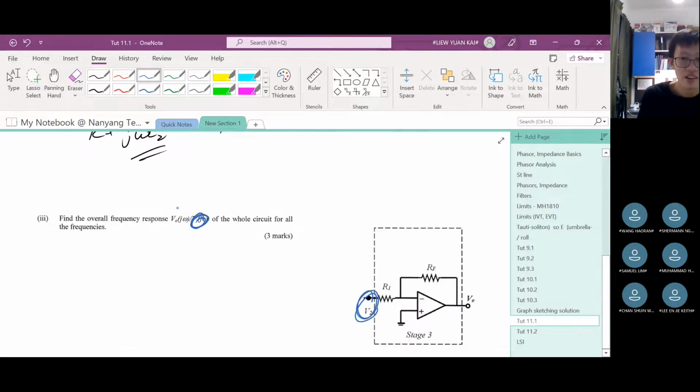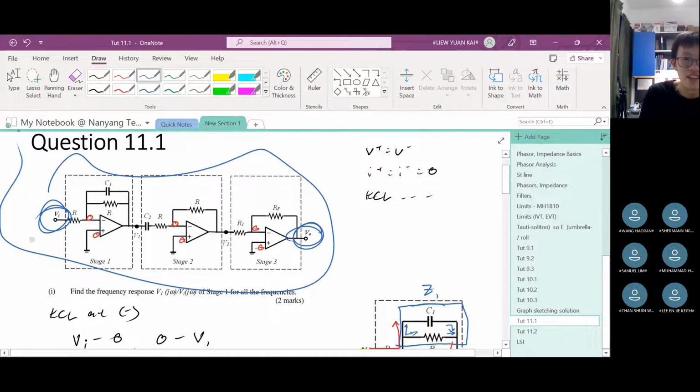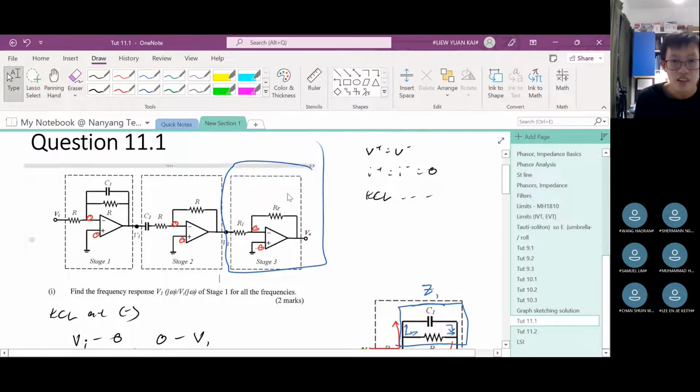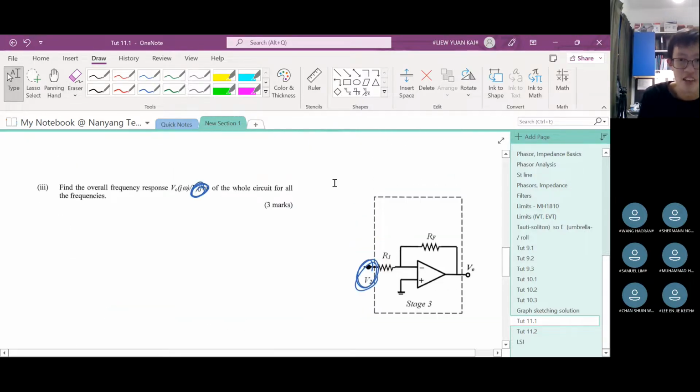So what they're saying is they don't want just the V out over V in of stage 3. They want the V out over V in of the entire assembly, okay? But nonetheless, we still need to do the V out over V in for stage 3 alone, okay? Just focus on stage 3 first. Before we can consider the whole system, we need to still consider only stage 3, okay? So let us focus on that. I'll explain why we need to focus on stage 3 first. Let us just do it alone.